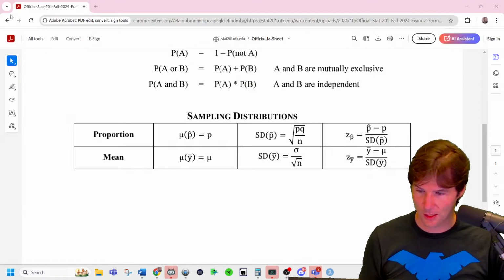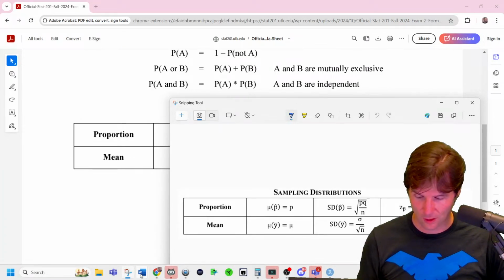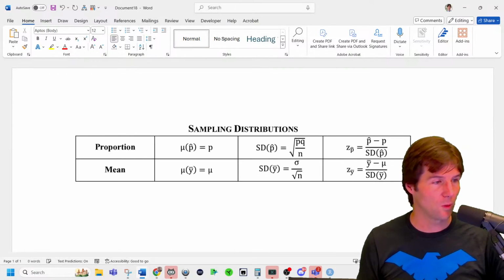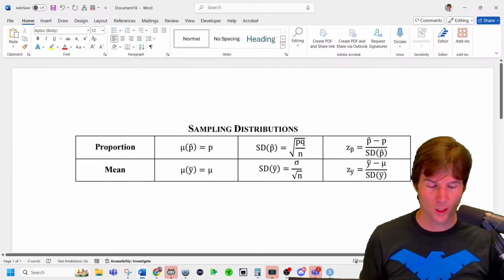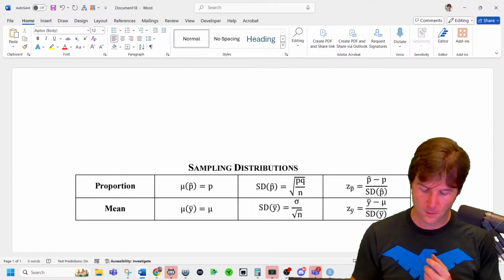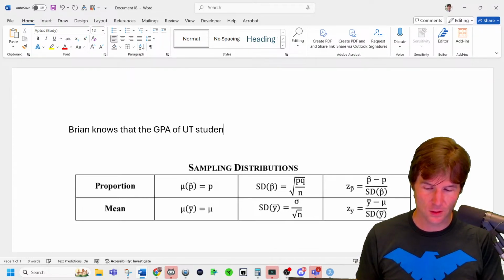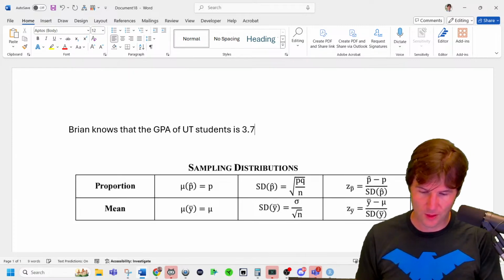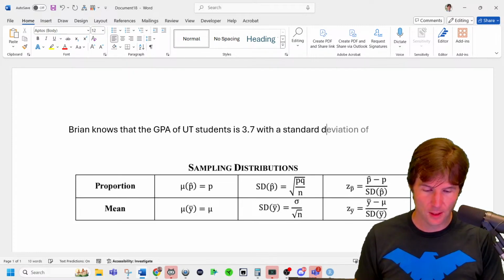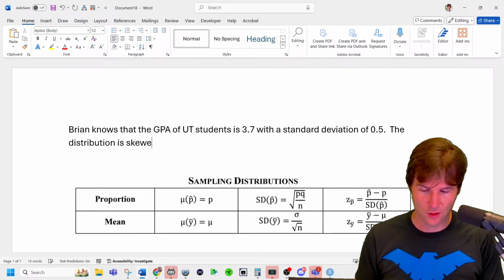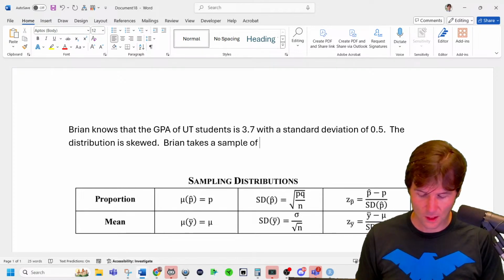Let's go ahead and take a screenshot. Go over here and take a screenshot of this, drop it in a Word document, and start writing our hypothetical question. So the hypothetical question could be something like, Brian knows that the GPA of UT students is 3.7 with a standard deviation of 0.5. The distribution is skewed. Brian takes a sample of 25 students. Answer the following.